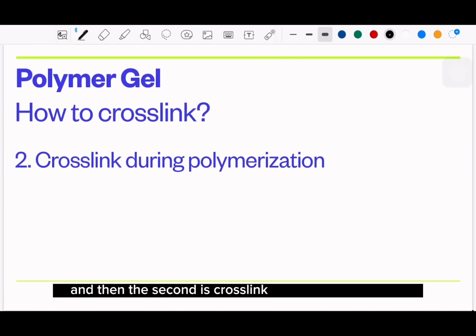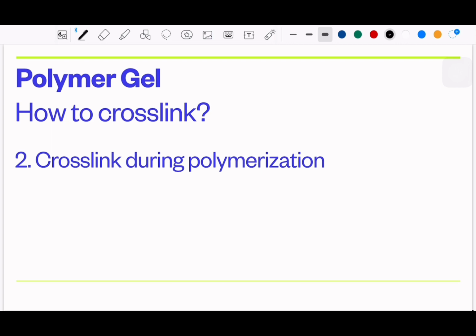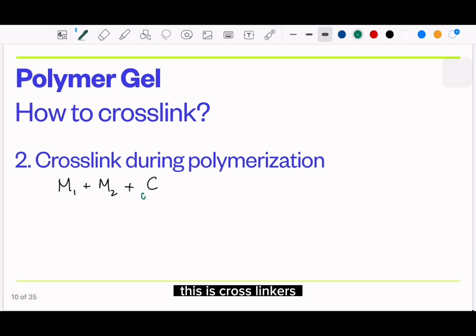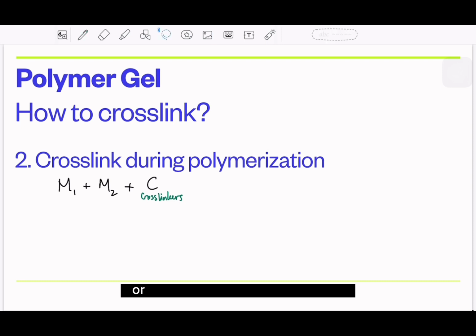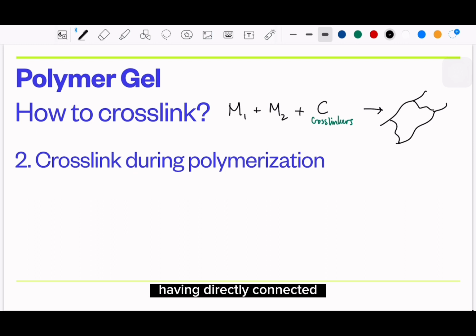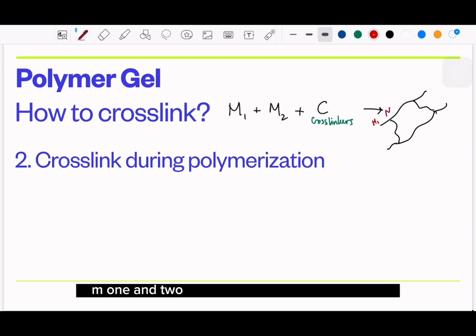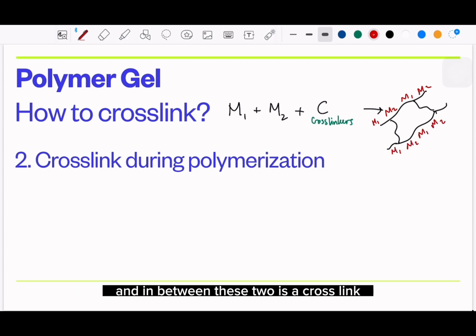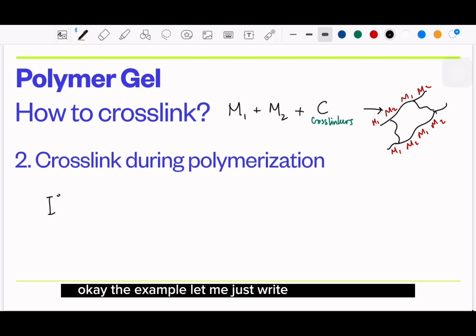And then the second is cross-linking during polymerization. So we are going to polymerize and also cross-link at the same time. So usually the reaction is monomer 1 plus monomer 2 plus cross-linkers. Okay. This is the cross-linkers. Or maybe let me write on the side. So we are going to see that this will have a directly connected cross-link between monomer 1 and monomer 2. So perhaps monomer 1 is here, M1, M2, M1, M2, perhaps like that. And in between these two is a cross-link.